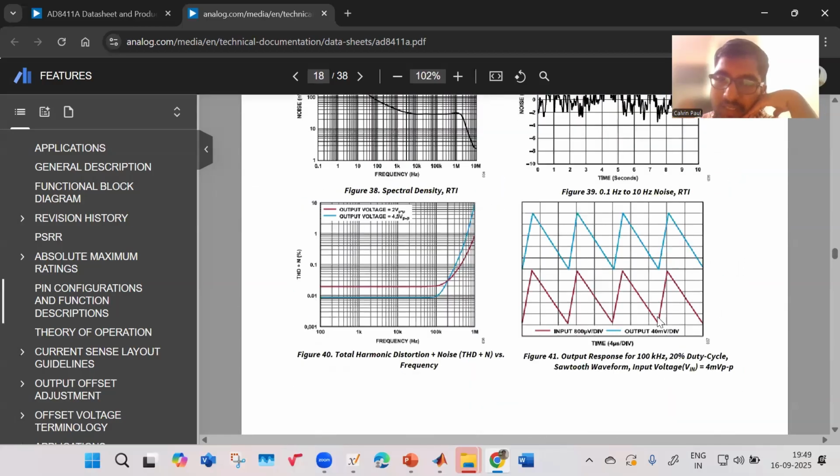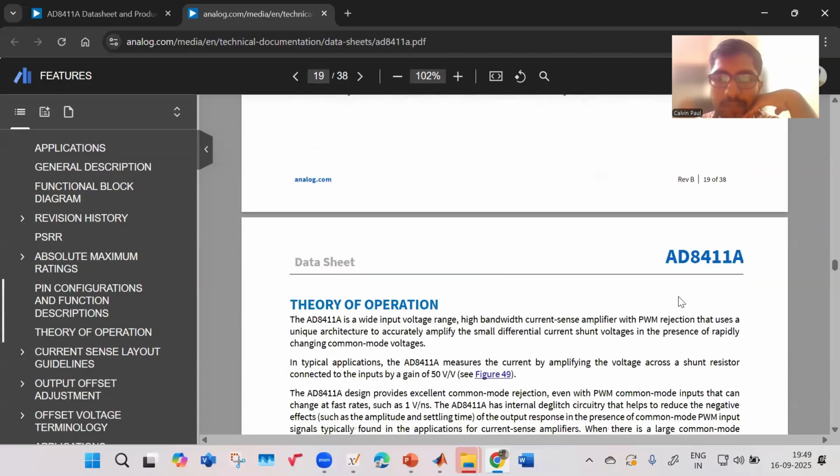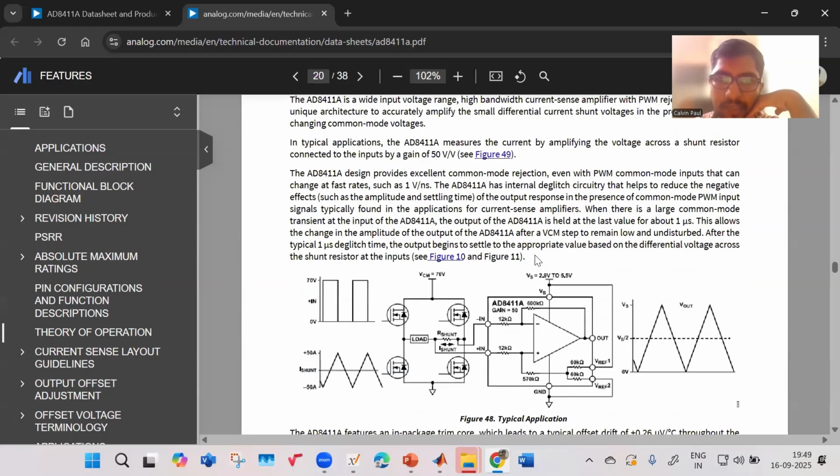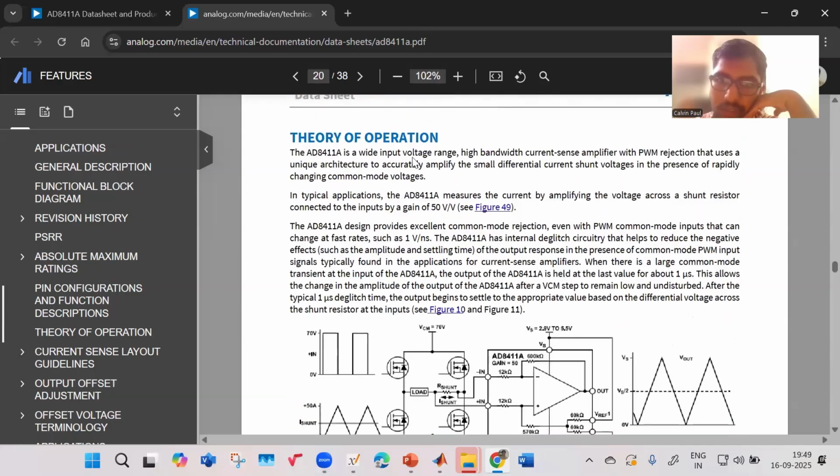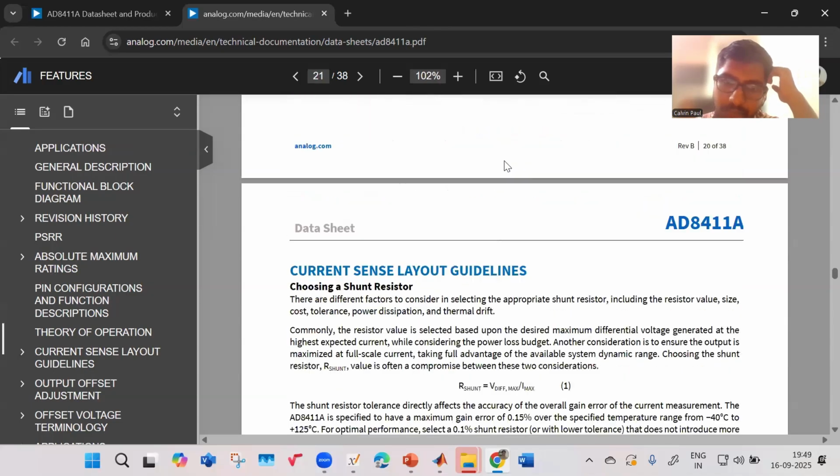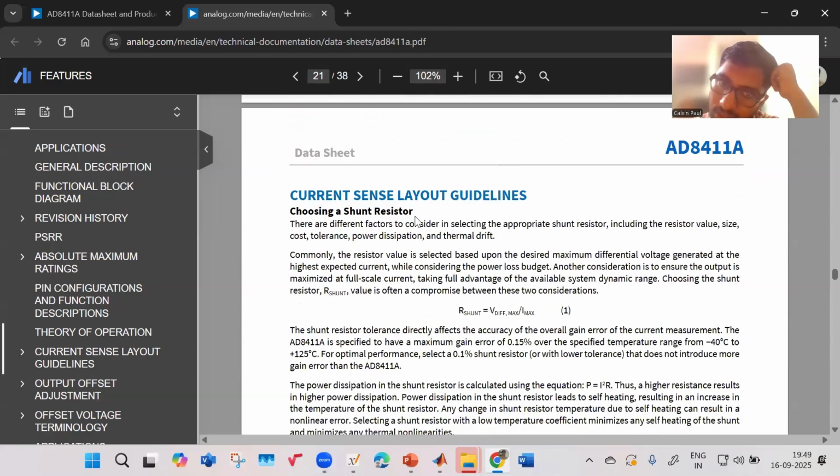They show some test results also. They say how it works. The theory of operation also is explained. How do you select your shunt resistor? That also they have explained. Your shunt resistor should not be too small, as the voltage developed will be very, very low at very low current. So it will be affected by the offset and noise, etc. Also, your resistor should not be too large, otherwise your losses will increase.